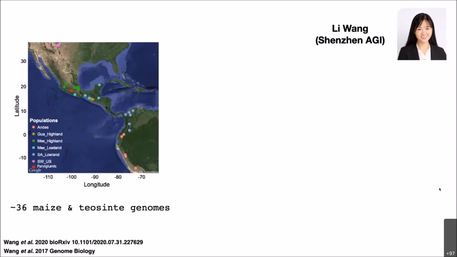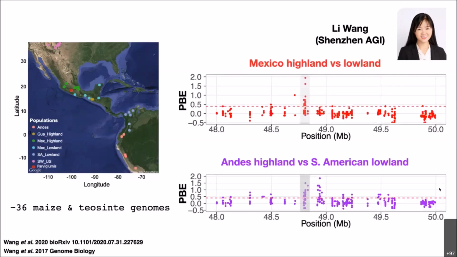We used some published data from another one of Li's studies of 36 high coverage maize and teosinte genomes sampled from low and high elevation populations in Mexico and Guatemala and South America, and did a fairly simple genome scan approach where we used this PBE statistic, which is essentially a branch-specific FST, asking for FST outliers or allele frequency outliers on a single branch of the tree, using the direct ancestor Parviglumis as the third branch.